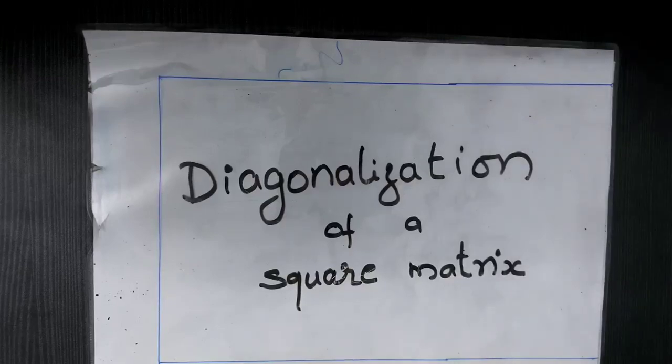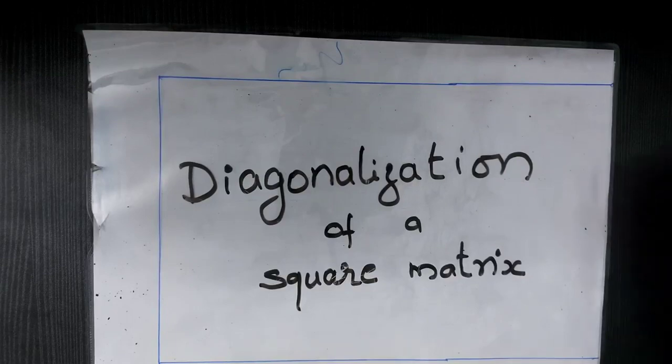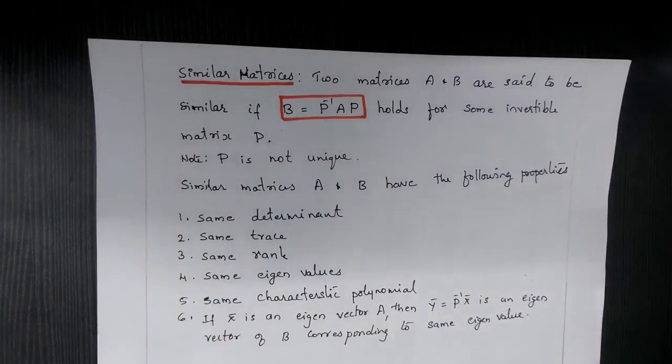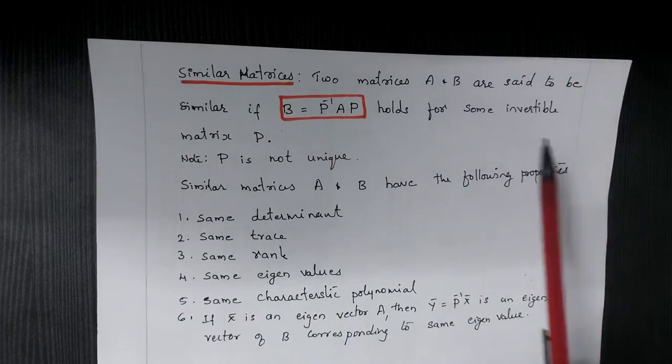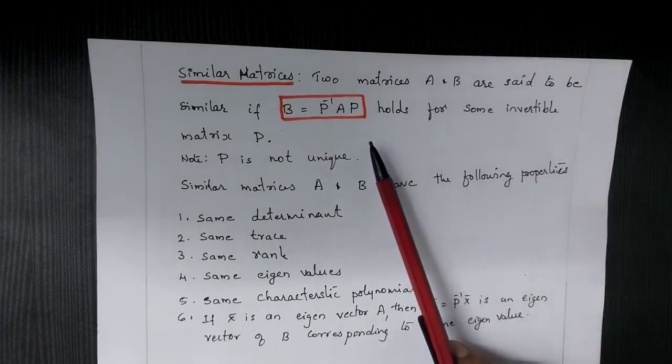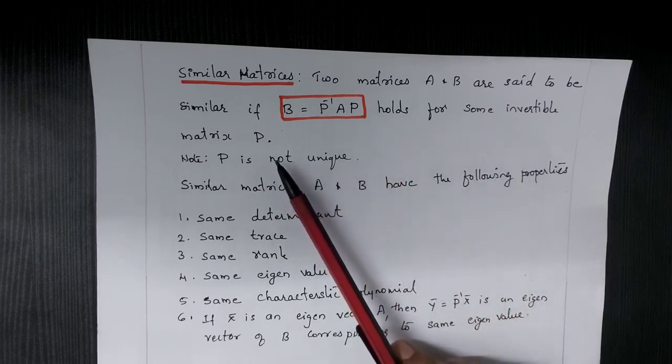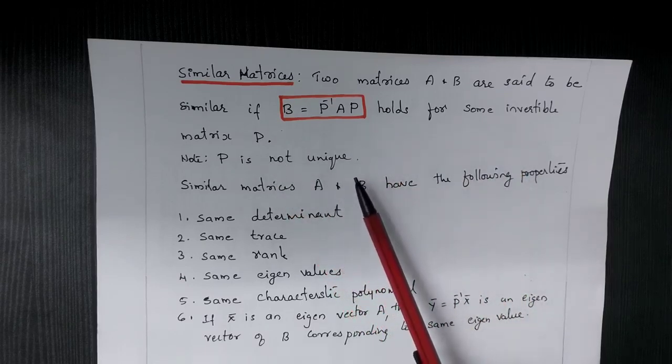Diagonalization of a square matrix. When we diagonalize a matrix, we are getting a matrix which is similar to the given matrix. What are similar matrices? Two matrices A and B are said to be similar if B is equal to P inverse AP holds for some invertible matrix P. This P need not be unique.